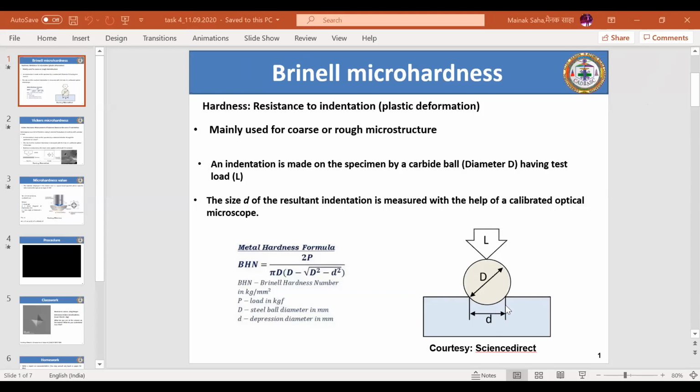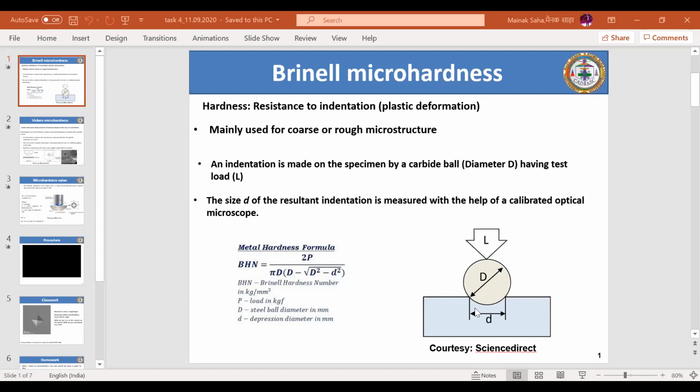the sphere of diameter D has to be harder than the second material. Now, suppose I have a steel. Or of course, if you have aluminum, that is better for you because aluminum is much softer as compared to steel.